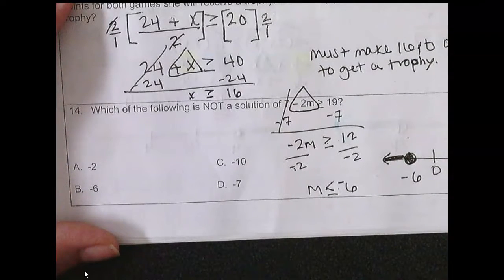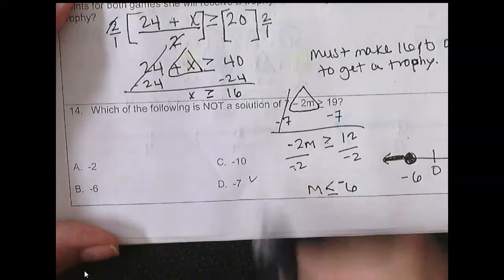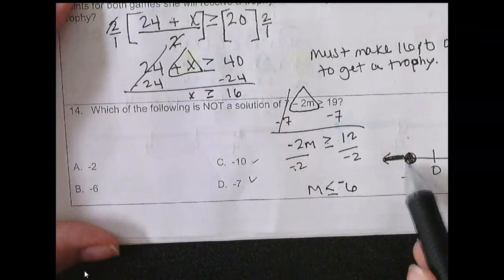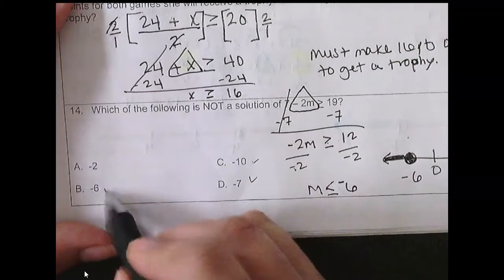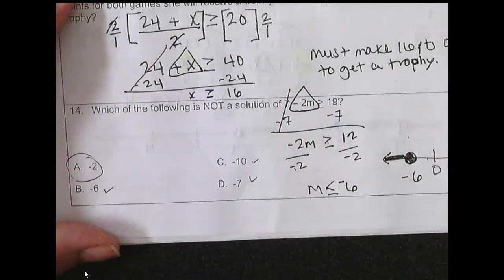So who doesn't work? So where's negative 7 at? Wouldn't that be 0, 1, 2, 3, 4, 5, 6, 7? Well, that one's on this side. That one works. Negative 10, wouldn't that be over here? That one works. Negative 6, well, it's actually shaded in. That one works. 2, negative, it's on that side. That one's not going to work. So this helps a lot. Be sure to do that.